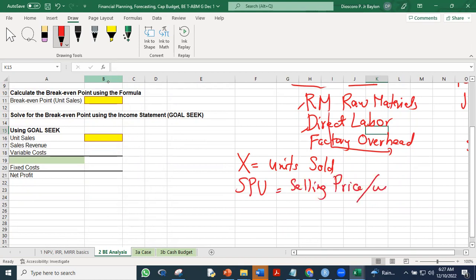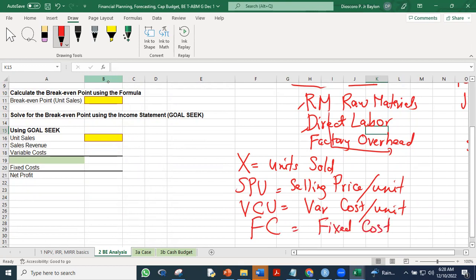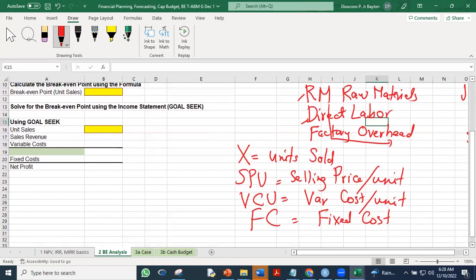Selling price per unit. And then VCU is your variable cost per unit. And we have, let's call fixed cost as FC. Okay. So let's construct now our income statement.